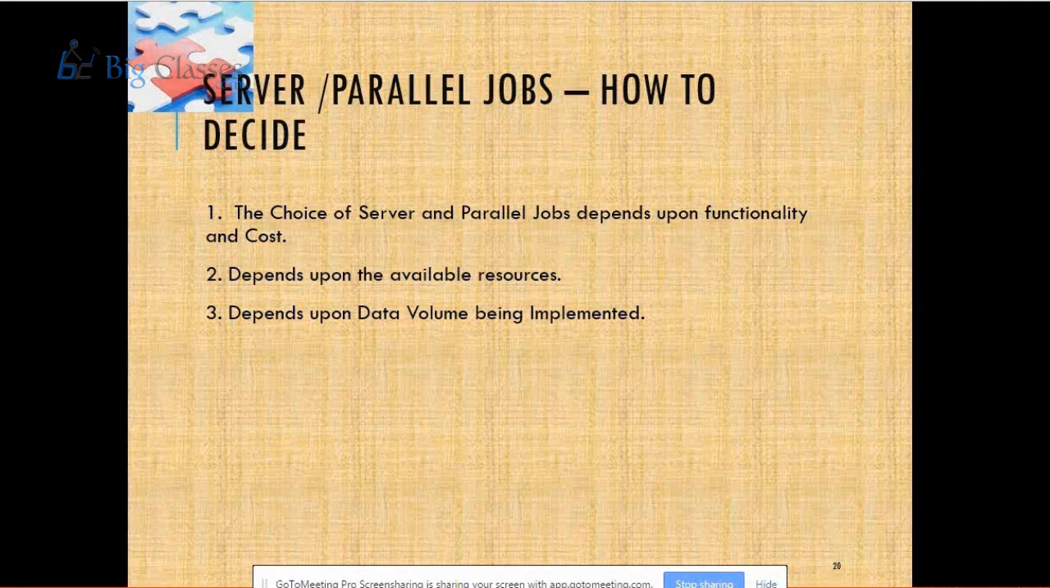So all these three to four pieces of information will help us analyze which type of job we have to go with, server or parallel jobs. The same set of information, like the source data, or the kind of resources that are available.